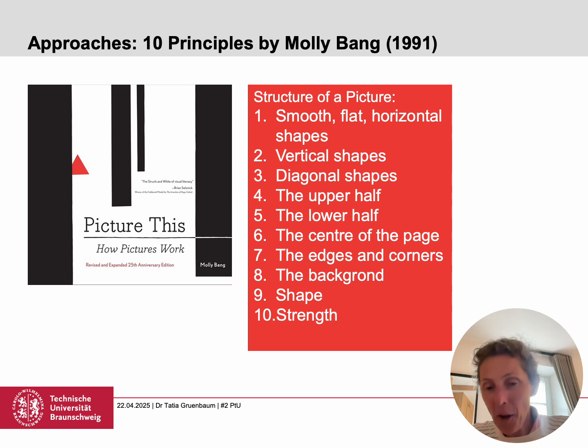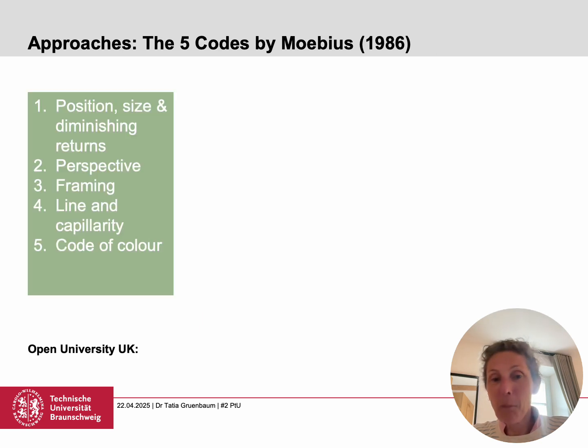And we will move on to Möbius. Now, Möbius, like Bang, is also very structured. Unlike Bang, he does not have 10, he has only got 5, which I have also listed for you here. Position, size, diminishing returns. I think the position and the size is something we've just heard also by Bang.